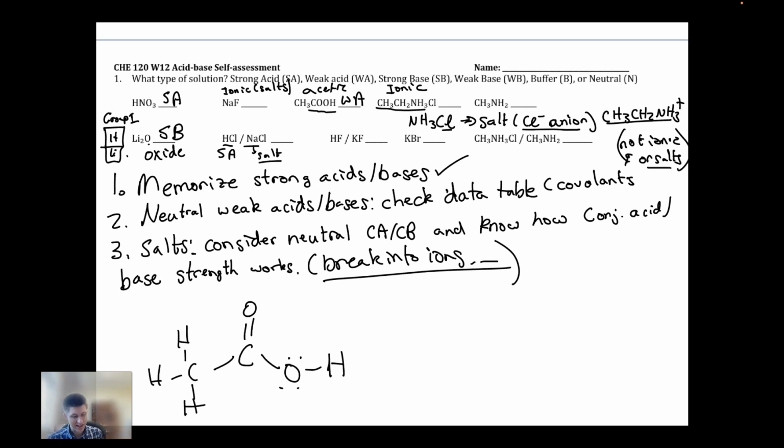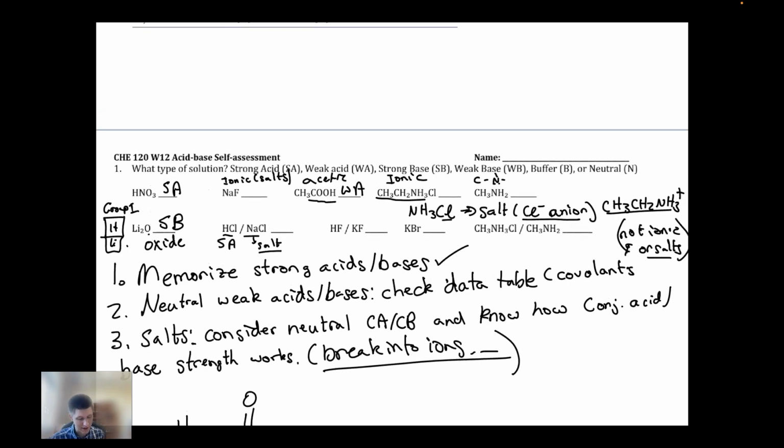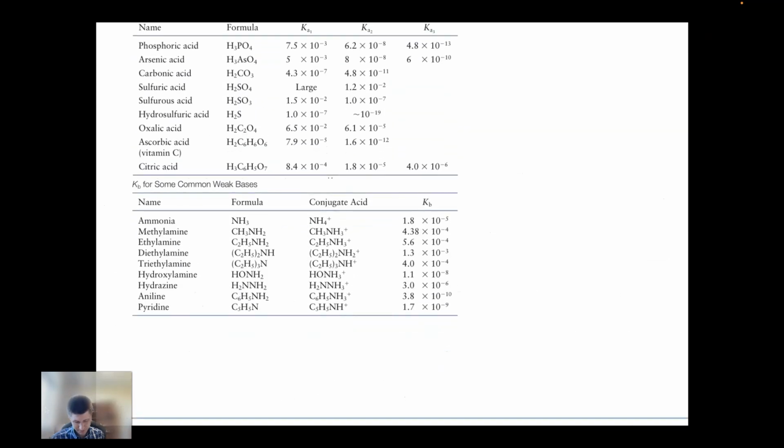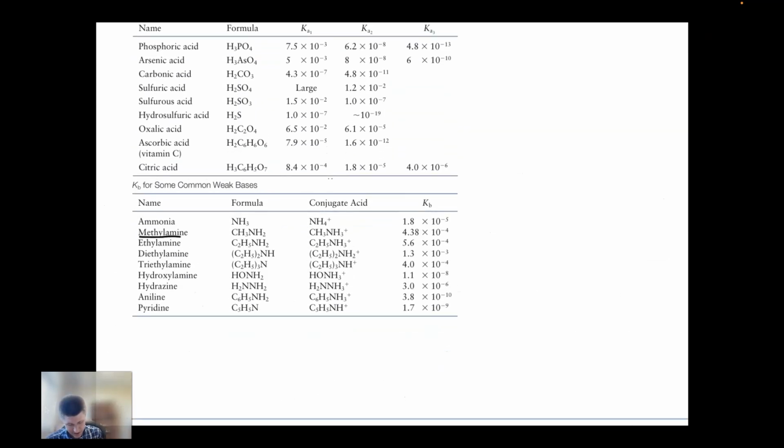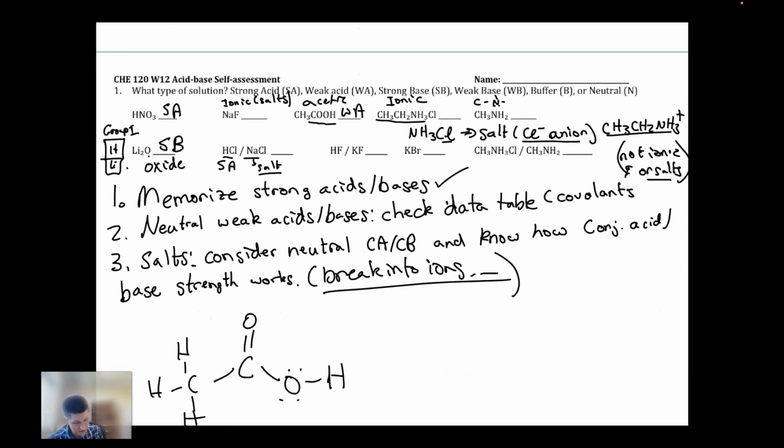CH3NH2 is just a neutral compound that has, again, if we think about the skeleton structure, a nitrogen with a lone pair on it. That's, again, a typical sort of weak base, and we can look it up in our data table. These are weak bases, so, again, it's right in our data table. That is a weak base.